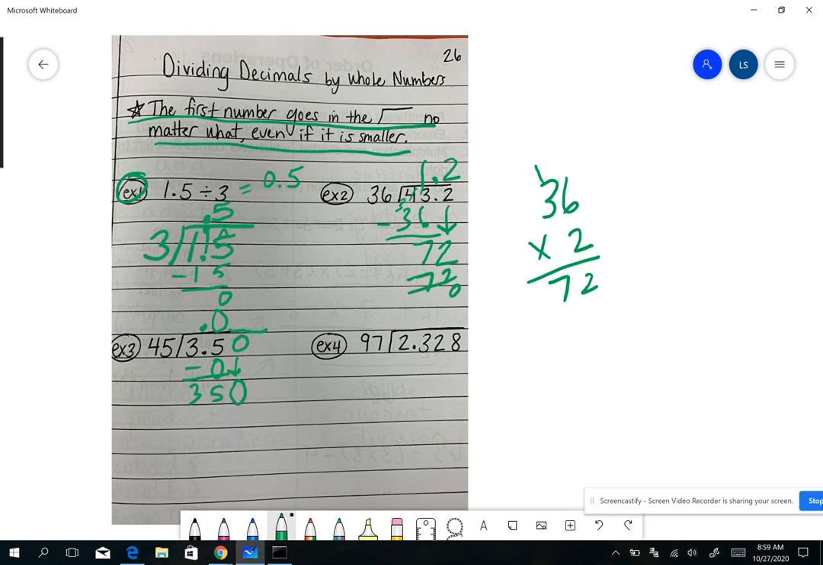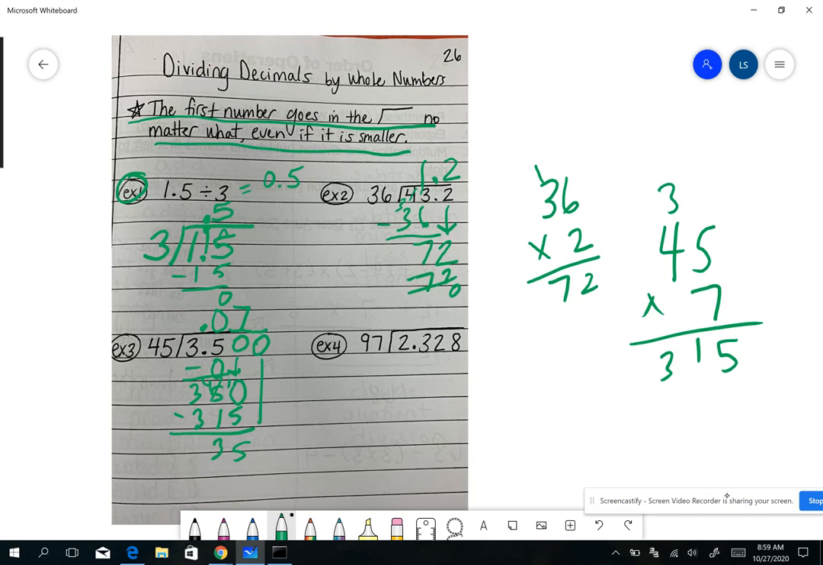So 45 into 350, we want to go ahead and times 45 by something. 45 is close to 50, so we're going to estimate off to the side here. 50, 100, 150, 200, 250, 300, 350. Start with 7. 5 times 7 is 35. 4 times 7 is 28. 31. So I end up with a 7 here. 7 times 45 is 315. Subtract here, we get 35. That checks, it's smaller than the 45.